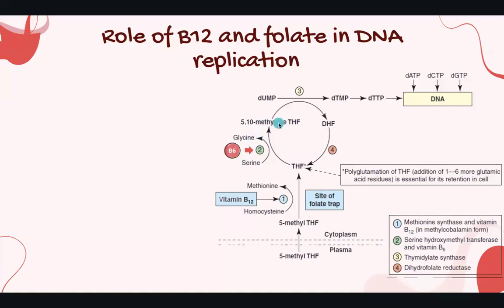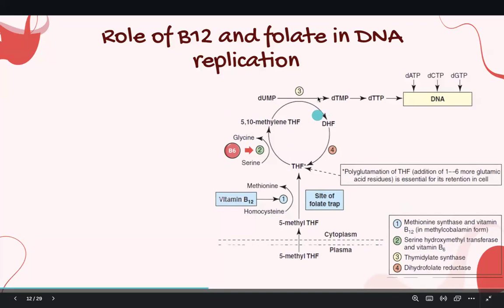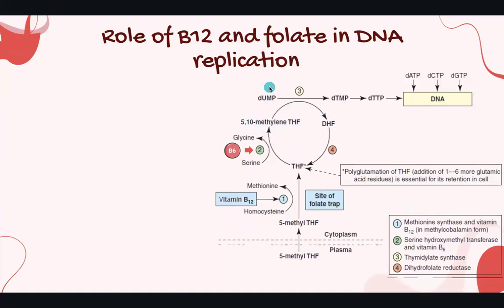Now, 5,10-methylene tetrahydrofolate has a methyl group. The enzyme that will take it is thymidylate synthase. Thymidylate synthase will take the methyl group from 5,10-methylene tetrahydrofolate and give it to dUMP. dUMP will get converted into dTMP after it takes this methyl group. dTMP then gets converted into dTTP, which is then used to make thymine and is then used in DNA replication. Now, after 5,10-methylene tetrahydrofolate gives its methyl group, it becomes dihydrofolate.